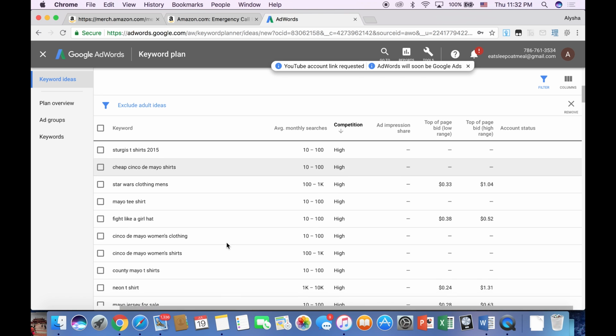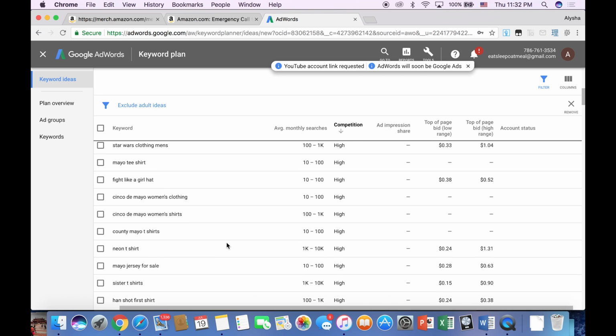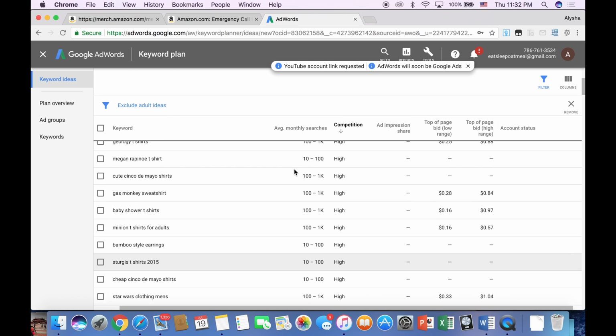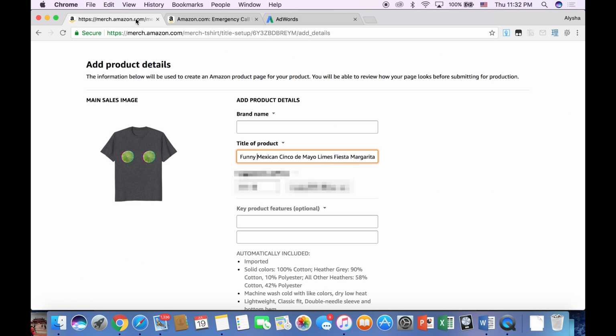Cheap. I also like cheap too. I kind of want to go with cheap because it has fewer average monthly searches, meaning that I would possibly get more out of that. Sorry. Cheap Cinco de Mayo t-shirt.